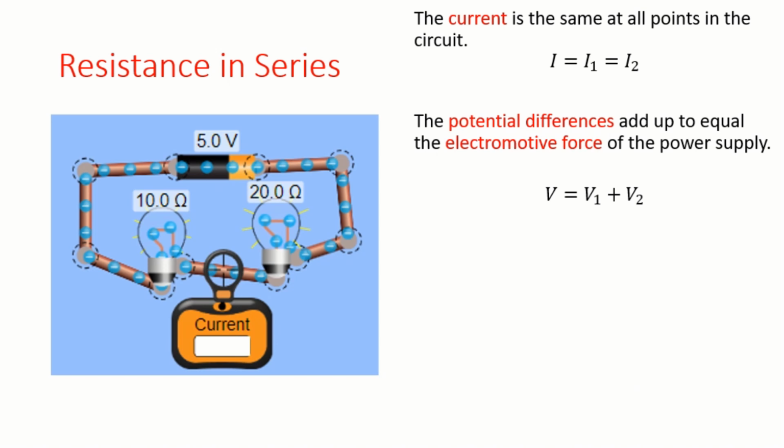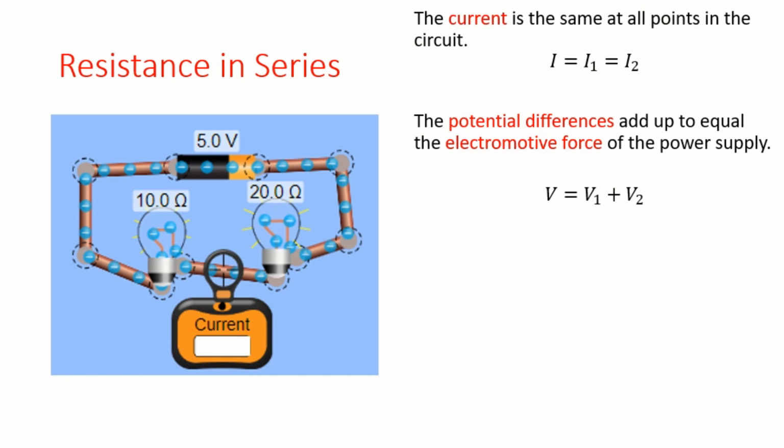Now, if we were to measure the potential difference across the 10 ohm light bulb, for example, and then measure the potential difference across the 20 ohm light bulb, they might be different. They should be different. However, they would always add up to equal 5. So the sum of those two potential differences, V1 and V2, is equal to the potential difference, or the EMF, from our battery. Okay, essentially this is energy conservation. Everything going in equals everything coming out again. So 5 volts come in, 5 volts come out.